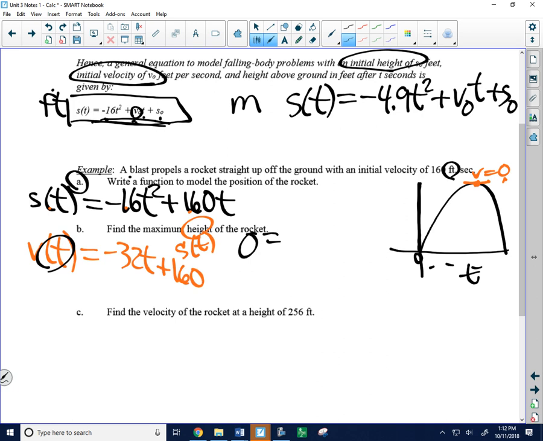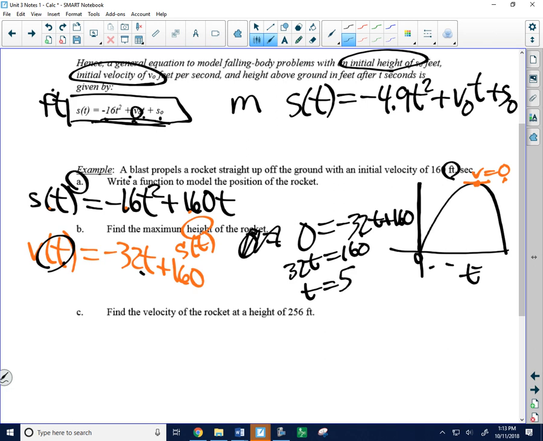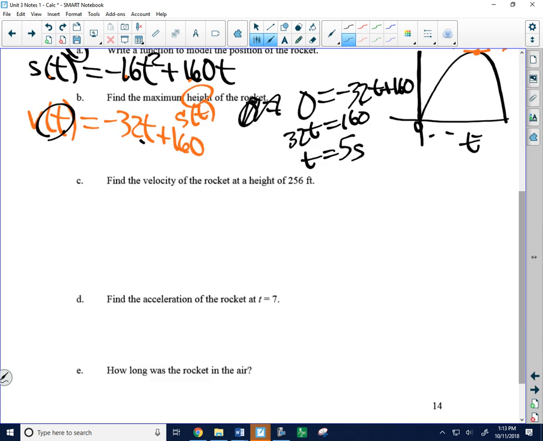I can just add 32t to both sides. So here, it's 0 equals negative 32t plus 160. We're going to add 32t to both sides and divide by 32, and we'll get 5 seconds. It says find the maximum height. That's not the maximum height, but that is the time when the maximum height occurs. So if I just arrow down here, this would be at 5 seconds.